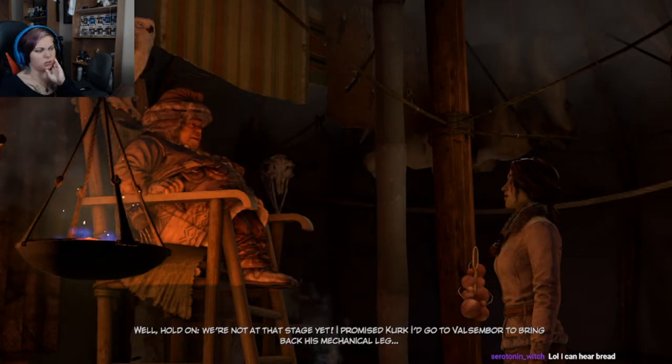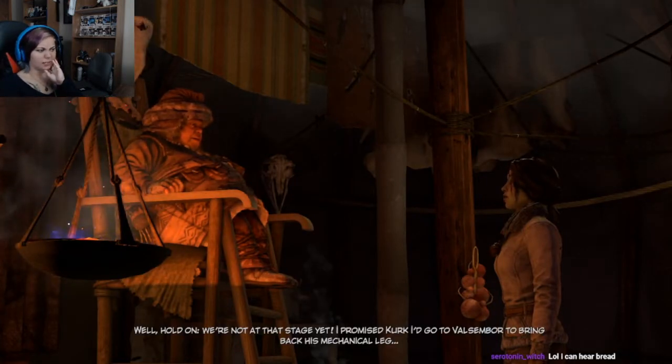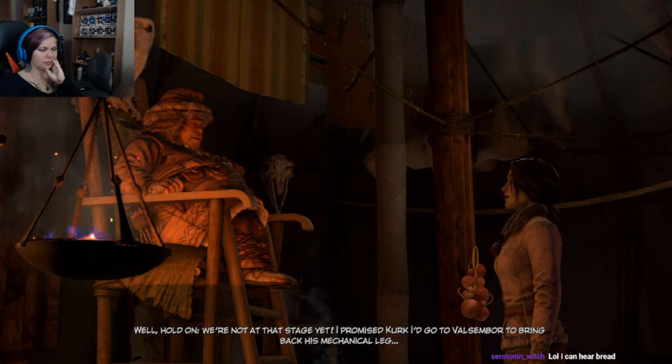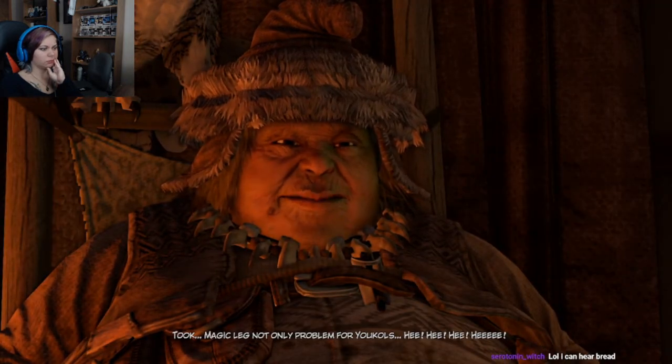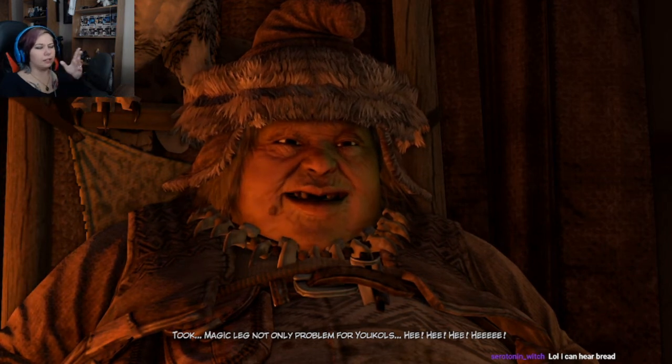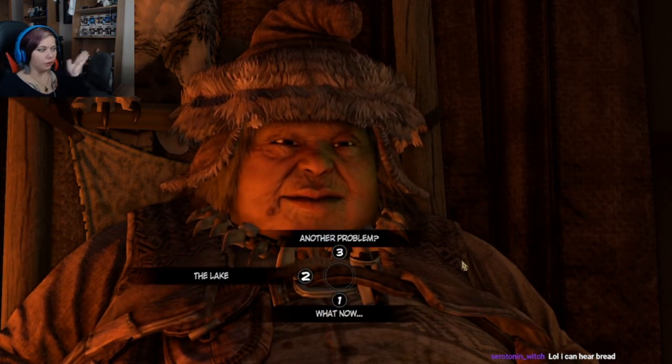Well, hold on. We can't migrate at that stage without you guys yet. I promised Kirk I'd go to Valsambor to bring back his mechanical leg. Magic leg not only problem for you. Oh, they need to get back to the north, otherwise the ostrich will die. Okay, I get it.